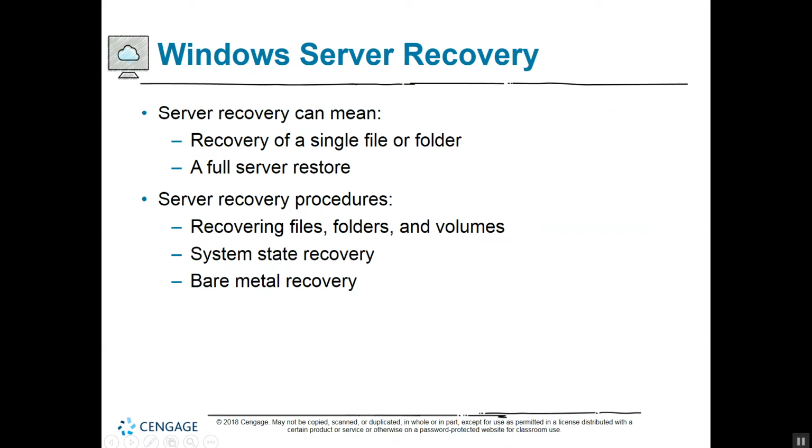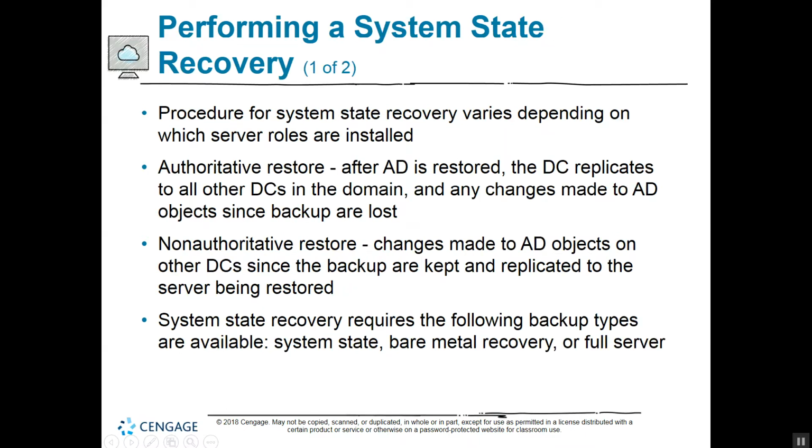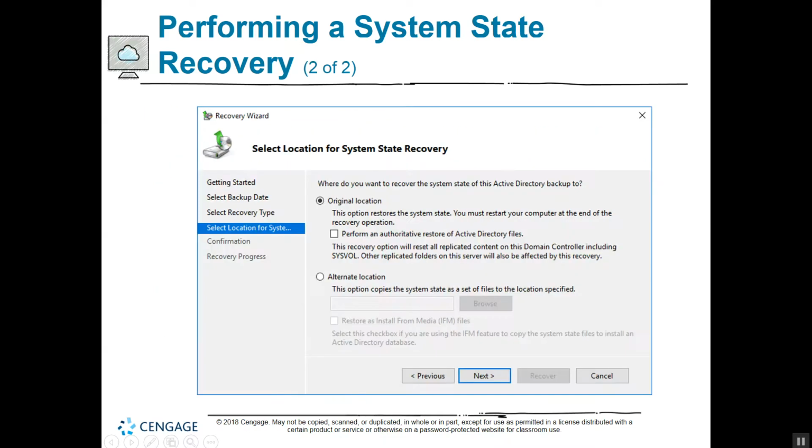Now when it comes to Windows Server recovery, it could mean that we're just recovering a single file or folder, or we're going to do a full restore because the whole thing's crashed on us. We could recover files, folders, or volumes, system state recovery, or bare metal recovery. Now we could do the same thing in command line, and we've got the WBAdmin start recovery command, or the Start-WBFileRecovery PowerShell command. Now we'll select a location for the system state recovery, the original location or an alternate.